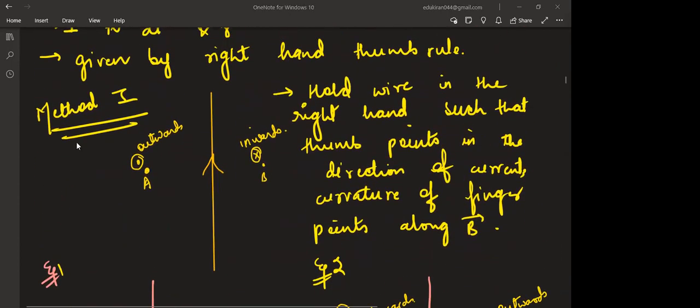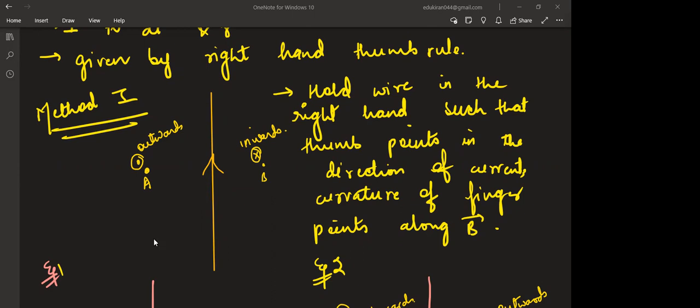Now see, we have two rules for the direction of it. Both the methods I'll tell you, but you have to practice this simultaneously. The first method says that if this is the wire and the current is moving upwards, take your right hand, only the right hand thumb rule will be sufficient. Hold the wire in such a manner that the thumb points in the direction of current. Suppose we are taking this point.